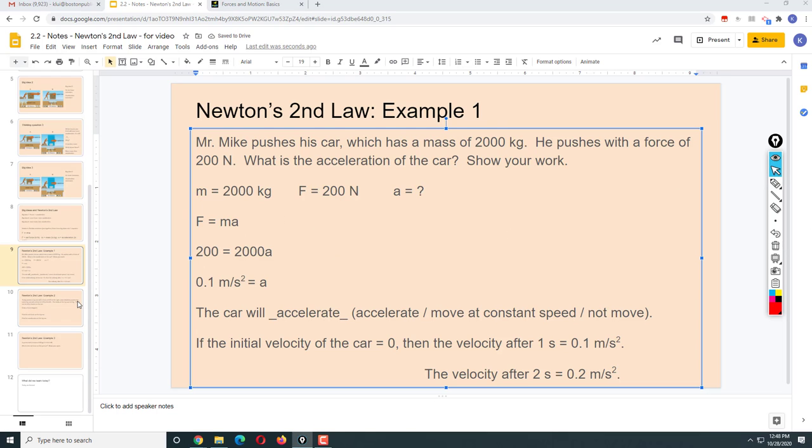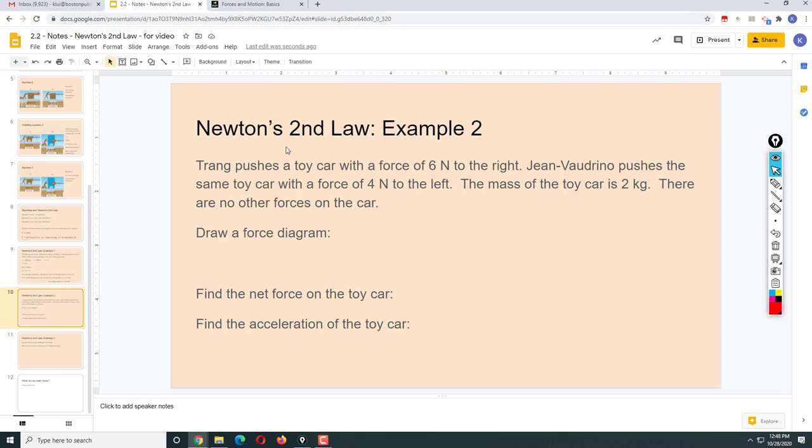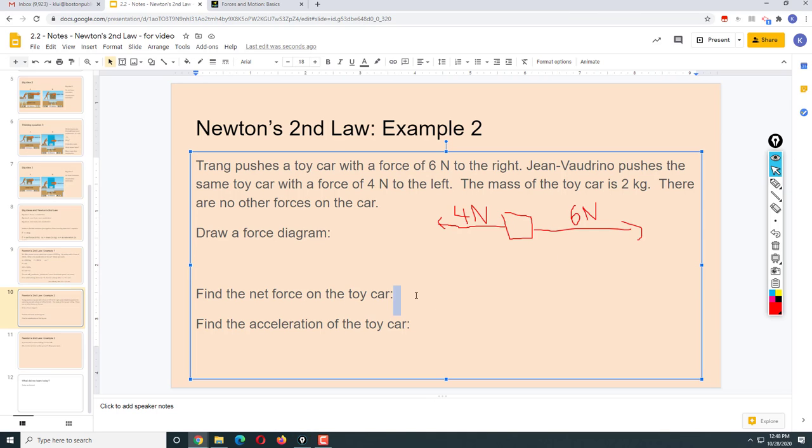Let's look at two more examples. Example 2. Trang pushes a toy car with a force of 6 newtons to the right. Gene Valgrino pushes the toy car with a force of 4 newtons to the left. The mass is 2. There are no other forces on the car. Draw a force diagram. Here's a force diagram. The net force, they're going in opposite directions. So the net force should be 2 newtons to the right. So that's our net force.